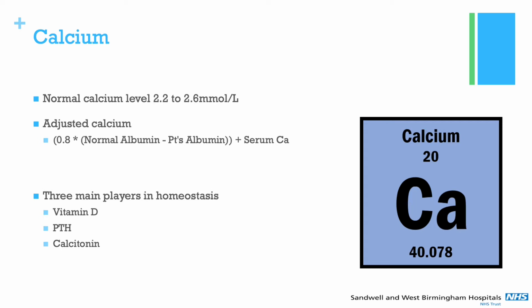When we think of calcium homeostasis, there are three main players that we need to consider, that being vitamin D, parathyroid hormone, as well as calcitonin. So let's deal with those each in turn now.